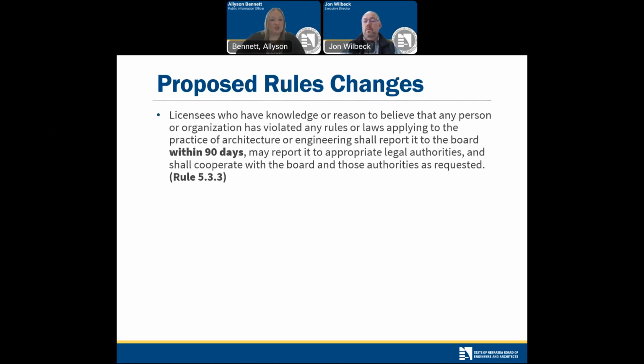The next proposed rules change states licensees who have knowledge or reason to believe that any person or organization has violated any rules or laws applying to the practice of architecture or engineering shall report it to the board within 90 days. They may report it to appropriate legal authorities, and they are required to cooperate with the board and those authorities as requested. This is an update to Rule 5.33, which basically states that if you have knowledge of a potential violation, you're required to report it. This just puts a time frame on it. If someone becomes aware of a potential violation of the act, they have 90 days to report it.